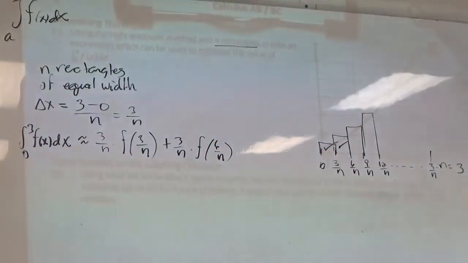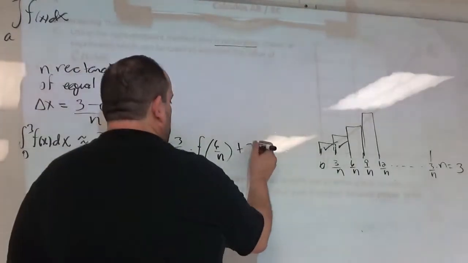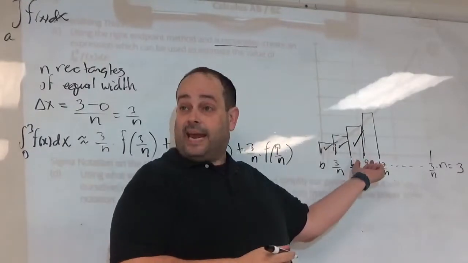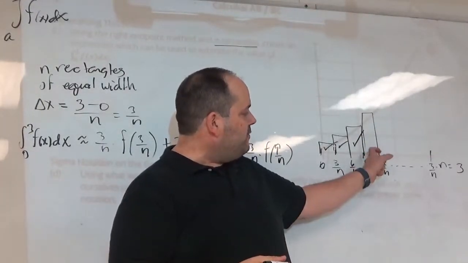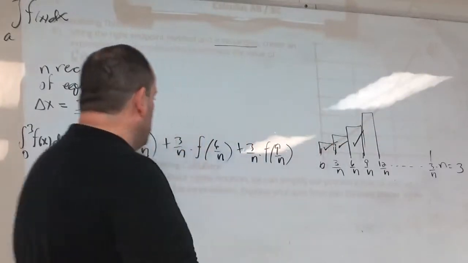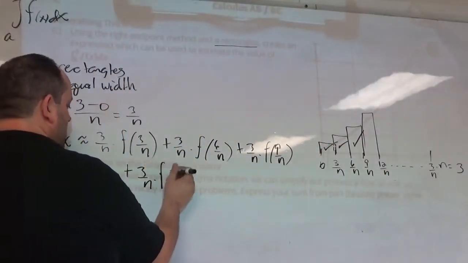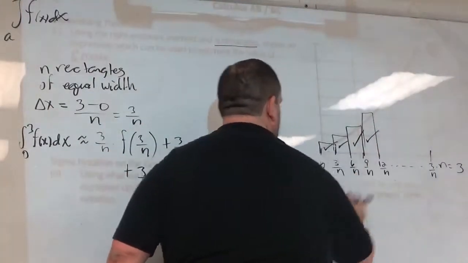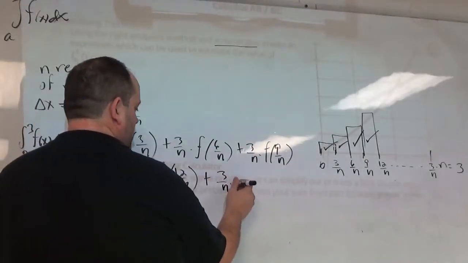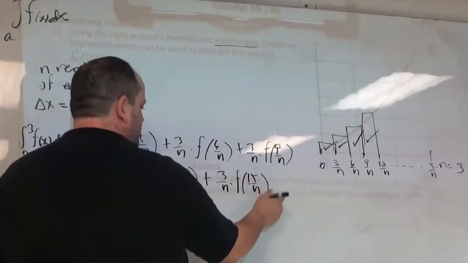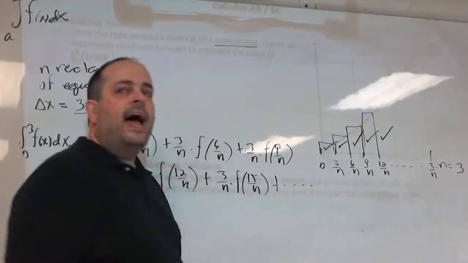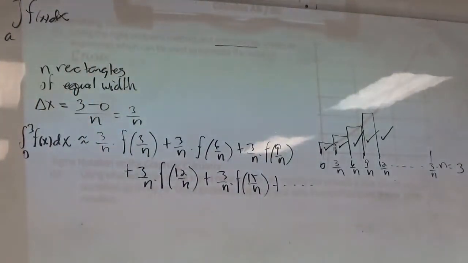Henry, what about the third rectangle? 3 over n times f of 9 over n. Love it. The base times the height. Daisy, tell me about that fourth rectangle. How wide, how tall? 3 over n times f of 12 over n. Love it. Diego, tell me about that fifth rectangle. 3 over n times f of 15 over n. And that's the fifth rectangle. And we keep on going, dot, dot, dot, until you get to the last rectangle. Axel, how are you feeling about this last rectangle? How wide, how tall?